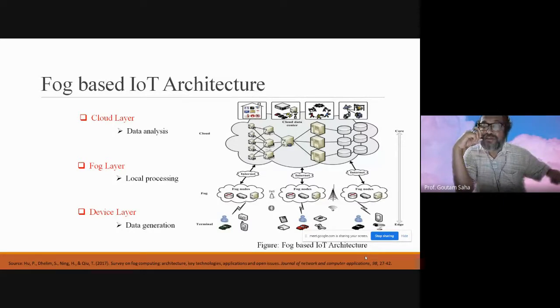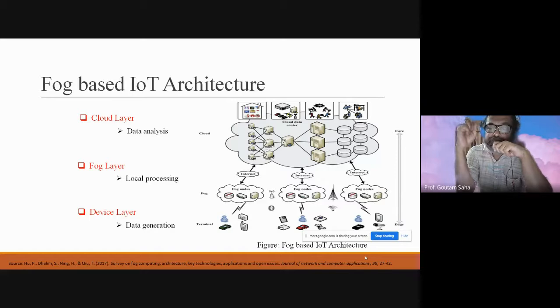That means many gateways are topologically connected in a particular network topology to form a fog. What is the benefit of it? If one gateway is out, if one gateway is spoiled or defective, then other gateways can take care of it. Okay, this is number one.